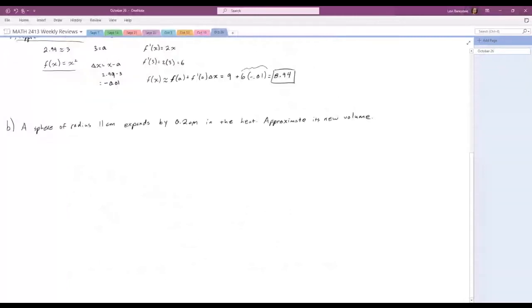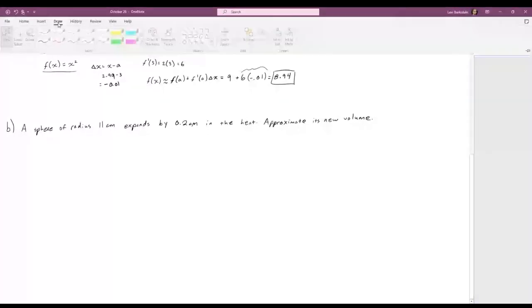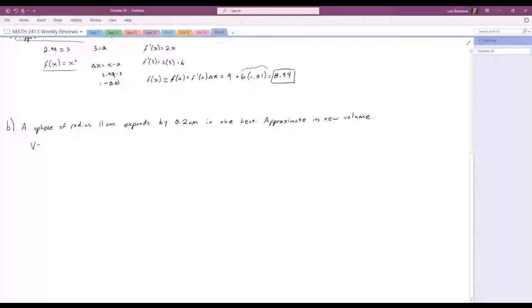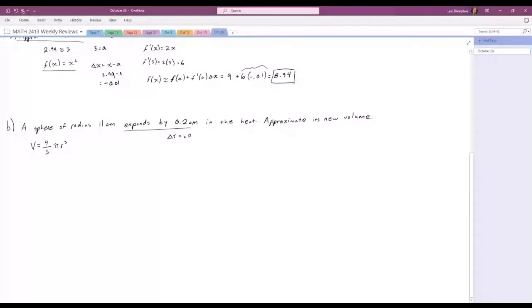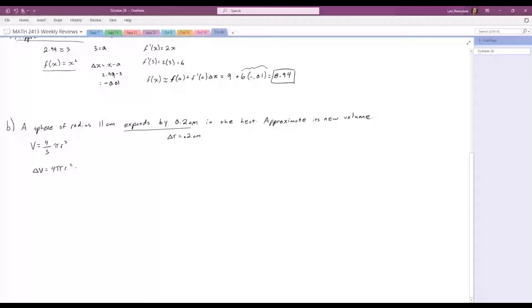Did you get a chance to look at part B? All right, then we will go ahead and go over that one as well. For this one, it's a little more similar to the example I gave earlier. First, we always want to write our equation. In this case, we're just using the volume of the sphere, which is 4/3 pi r cubed. And again, we know that because it's expanding by 0.2 centimeters, we can find our delta r. It's given, it is 0.2 centimeters. Well, we can find then our delta v by taking the derivative of our volume equation, and we get 4 pi r squared times delta r.